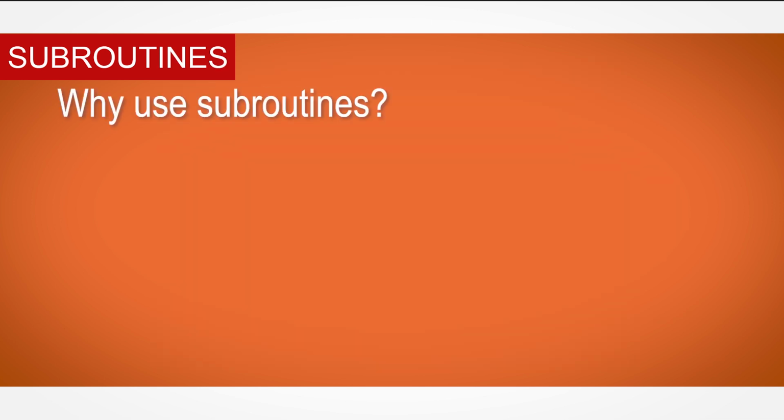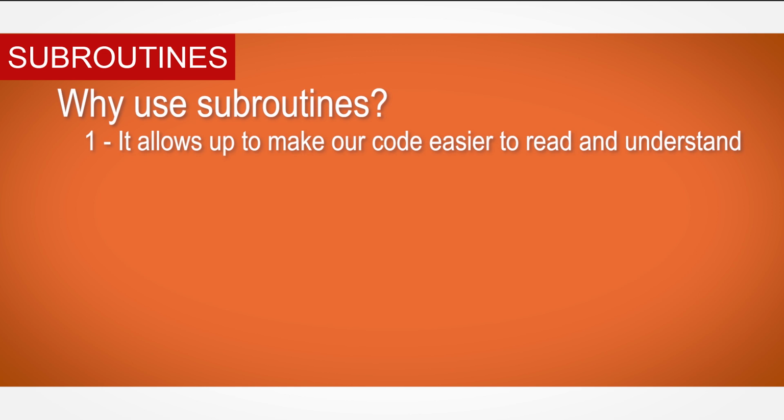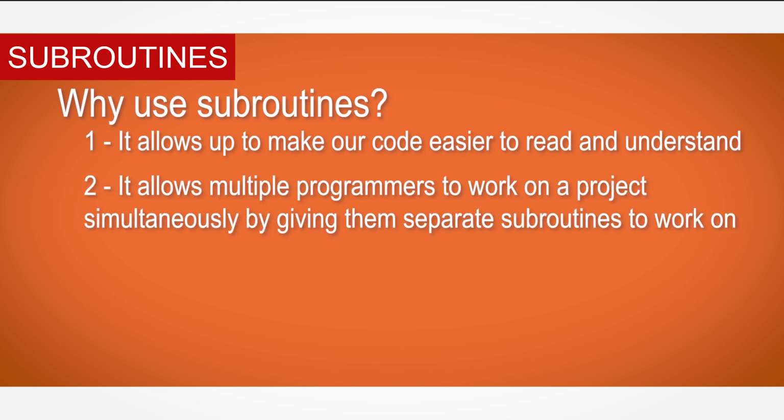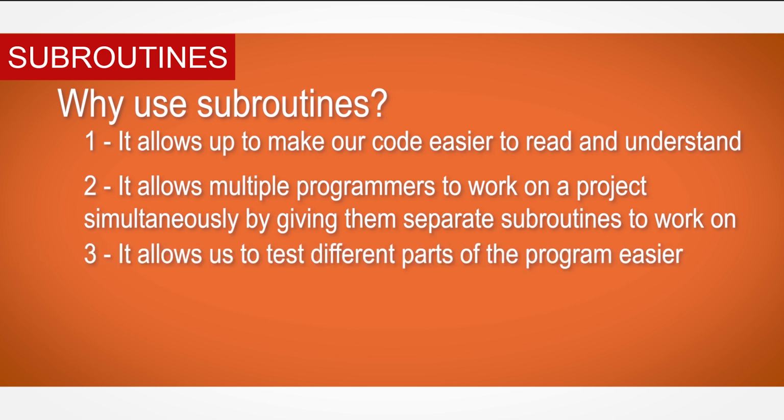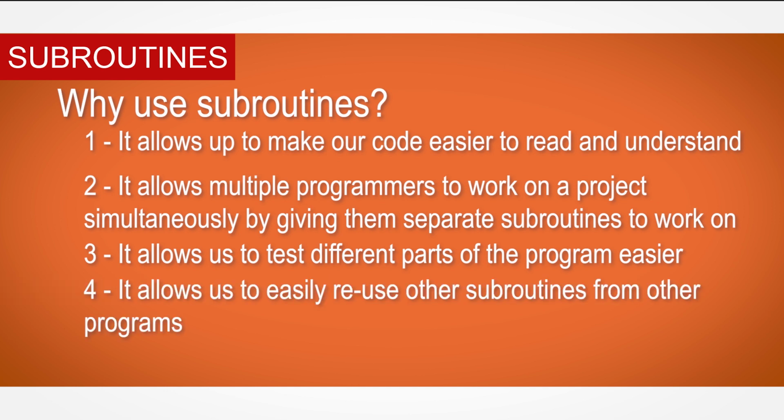This is useful for a number of reasons. It allows us to make our code easier to read and understand. It allows multiple programmers to work on a project simultaneously by giving them separate subroutines to work on. It allows us to test different parts of our program easier. And it allows us to reuse other subroutines from other programs. So let's see how we can create subroutines in C#.